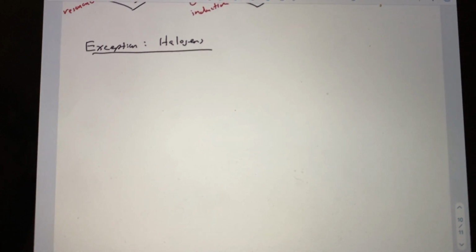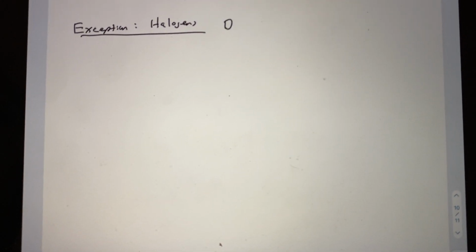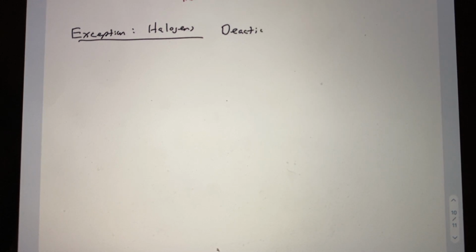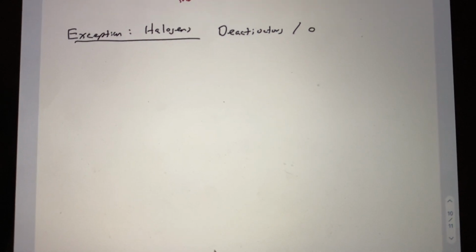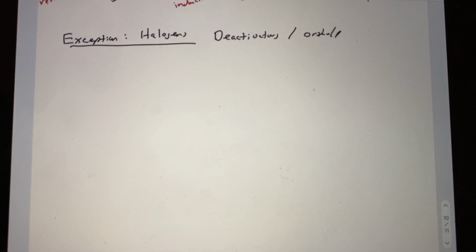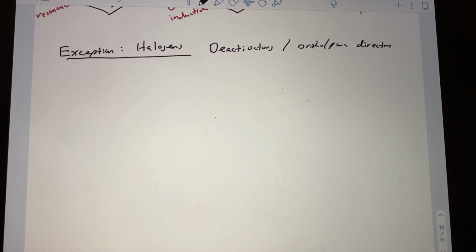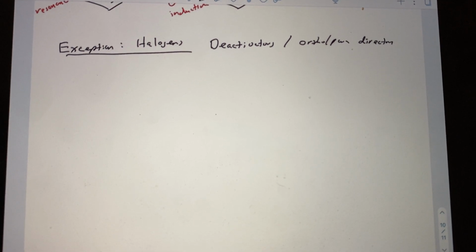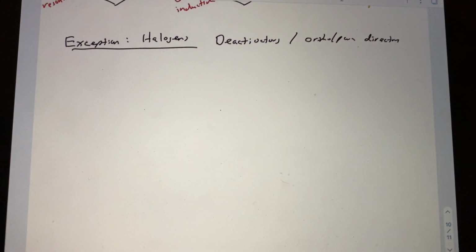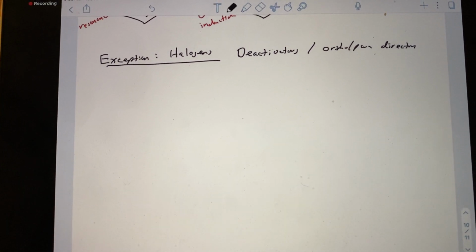And so the halogens are an exception, meaning that, let's just assert what ends up happening, is that they are actually deactivating, but they're ortho-para directors. So before we've seen that activating groups are ortho-para directors, deactivating groups are meta-directors, except the common exception is that the halogens do not follow that trend. They're deactivating, but they're ortho-para directors.